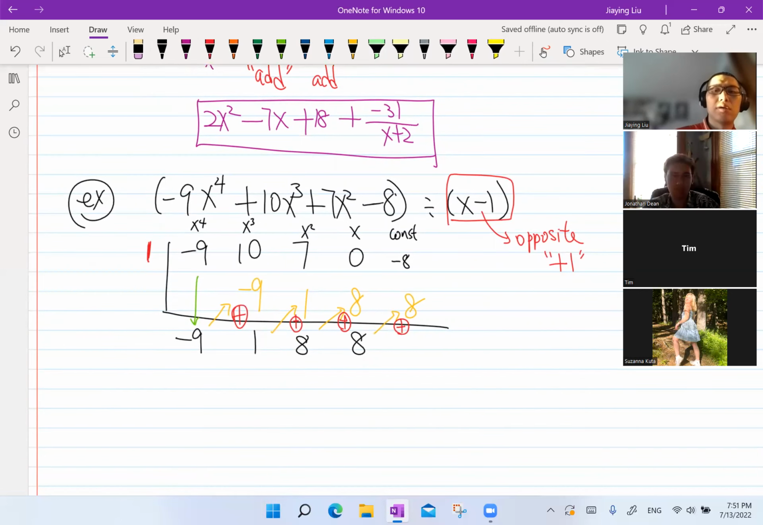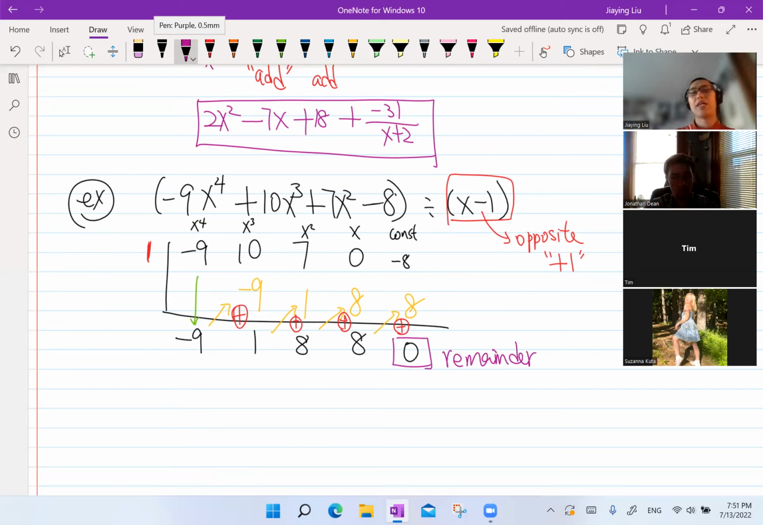So it's fine to have a 0 at the end. It's actually a good thing. This 0 at the end is my remainder, so that means I don't have any remainder left. So I divided it perfectly. We take x plus 1 and divide it perfectly into the polynomial.